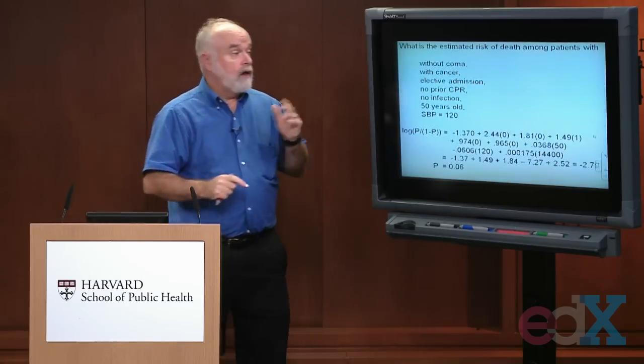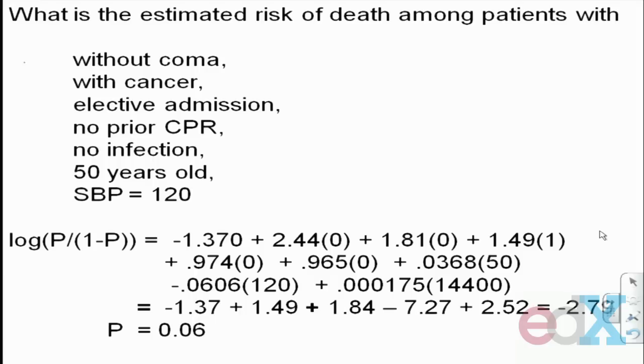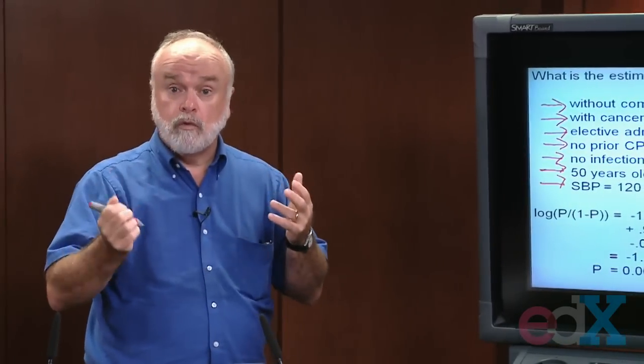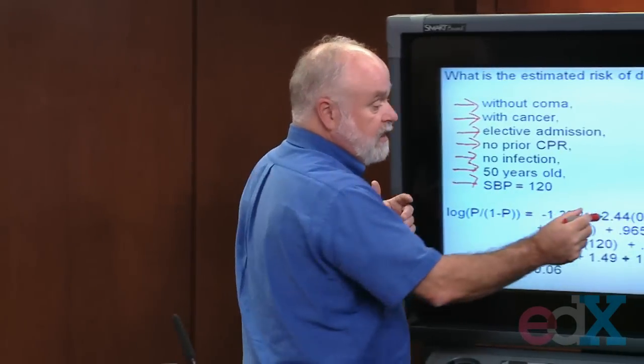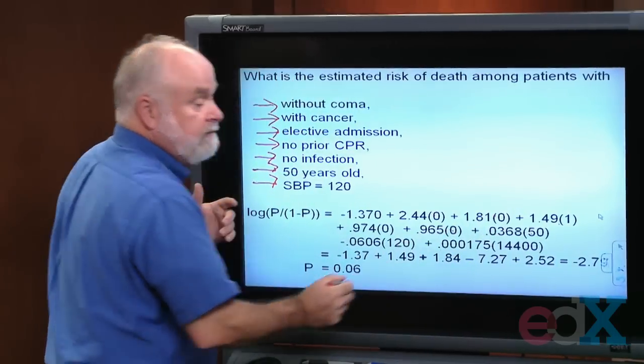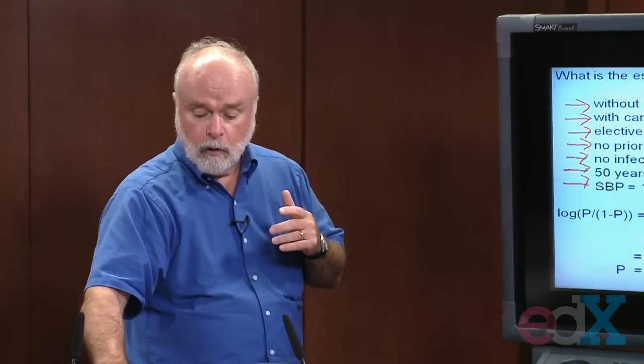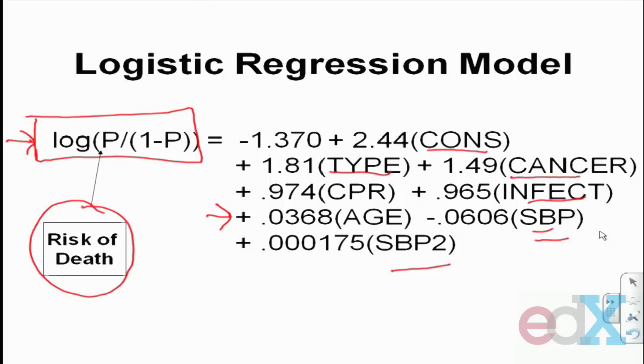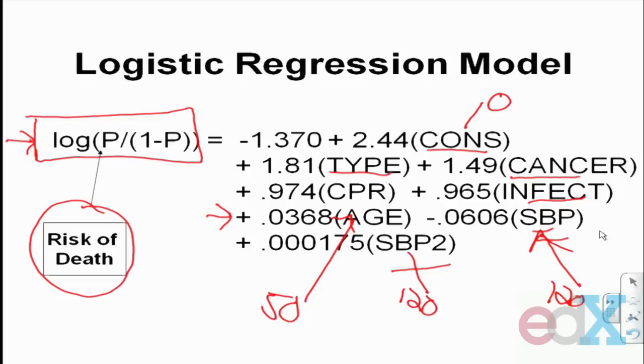So for example, if you have a patient coming into your hospital who's not in coma, who does have cancer, it's an elective admission, no prior CPR, no infection, say is 50 years old and has a blood pressure of 120, that means his blood pressure squared is 120 times 120, then what you'll do is fill in each of these holes the values for the risk factors in the previous equation. So if I go back to the previous slide, if you are there for not being comatose, you put a 0 in for there. If you are 50 years old, you put a 50 in for age. If your blood pressure is 120, you put a 120 in for the blood pressure. And for blood pressure squared, you put 120 squared in for that.